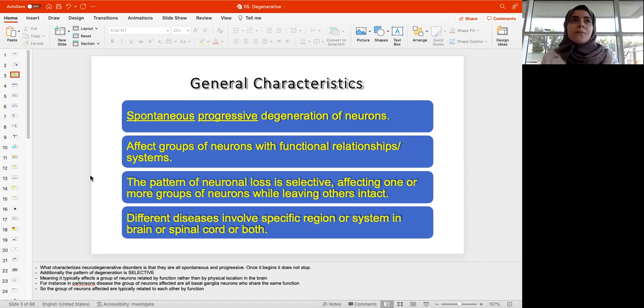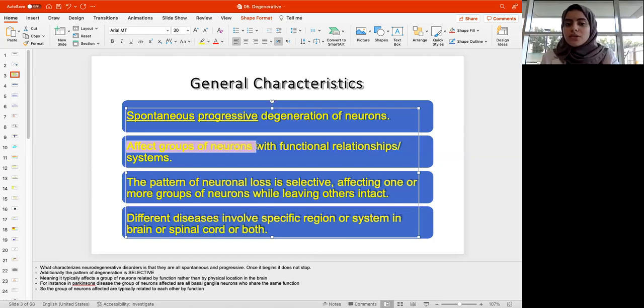Another thing is that the clinical features of each of these disorders depend on the area affected. As mentioned here, the groups of neurons that are affected have functional relationships rather than physical location. So it's not just, okay, these cells are affected. Why specifically are this group of cells affected? It's because they're related by function, not by location, not because they're all just beside each other that they get degenerated. No, it's more related to their function, that they all have this specific function, so they end up degenerating.